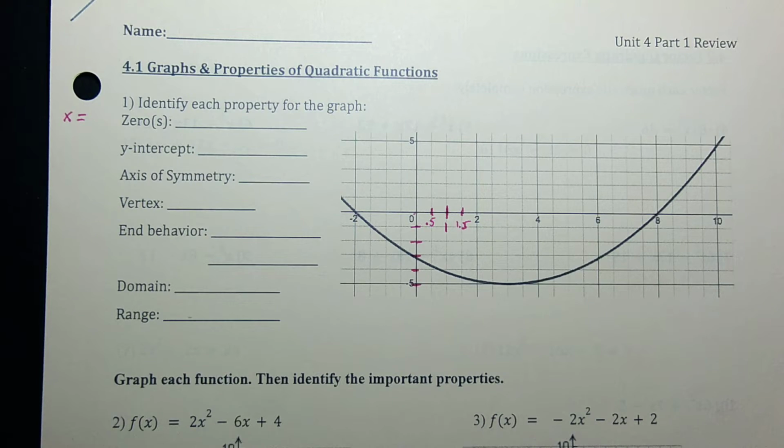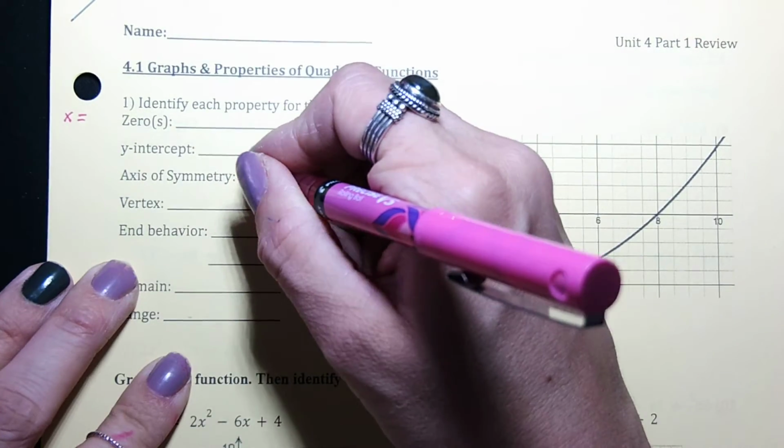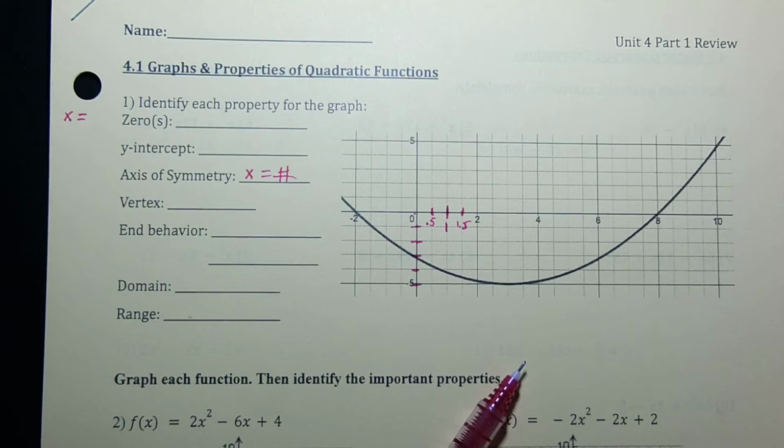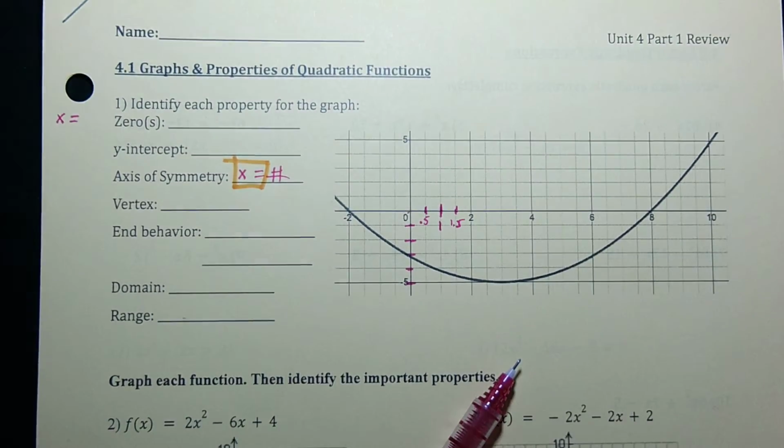The axis of symmetry, make sure you have x equals a number, because that needs to be the equation of a vertical line. If you tell me the axis of symmetry is just a value, you will lose points. The vertex, it's a coordinate.